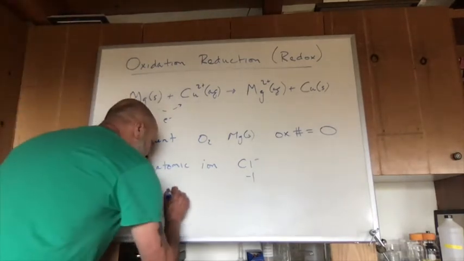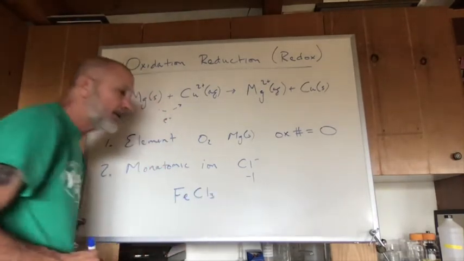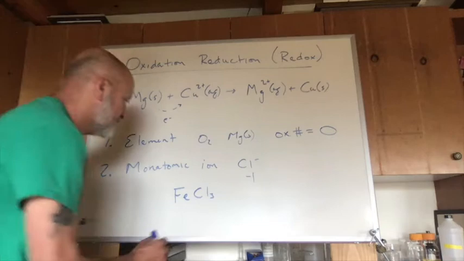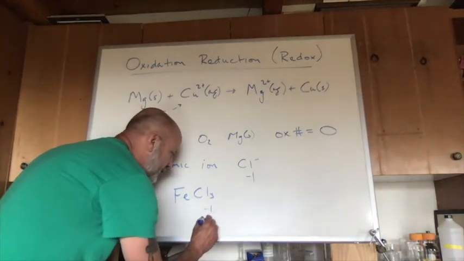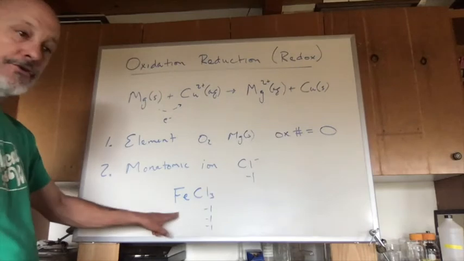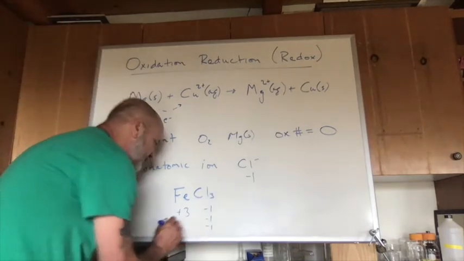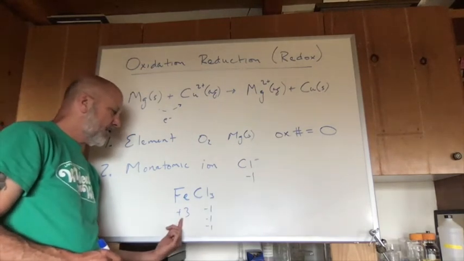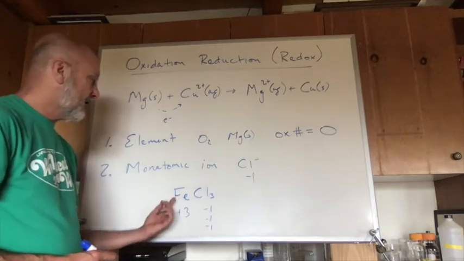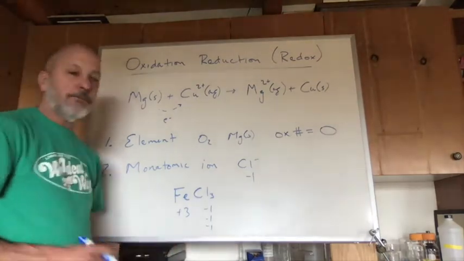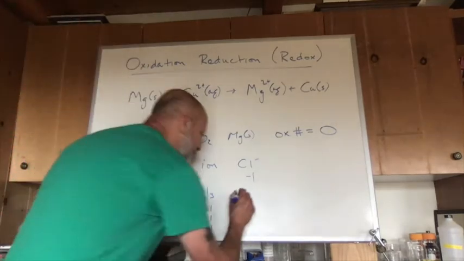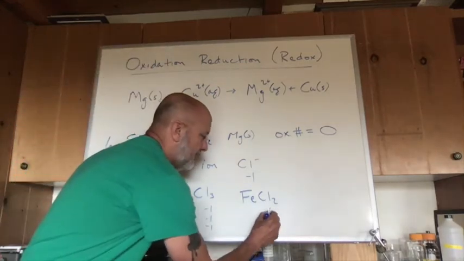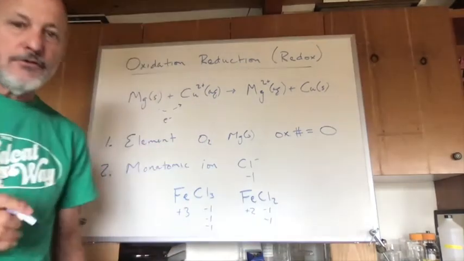If I have this compound, FeCl3, iron is a transition metal, it can have more than one oxidation state. I've got 3 chlorides, each with a -1 charge. What is the charge of iron in this case? It's got a +3 charge. If it's a monatomic ion like this, the charge of the ion is the oxidation state. In iron 3 chloride, iron has a +3 oxidation state. Iron, of course, can have more than one. In this one, iron 2 chloride, the iron has a +2 oxidation state.